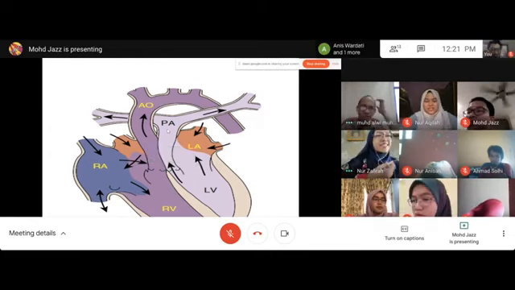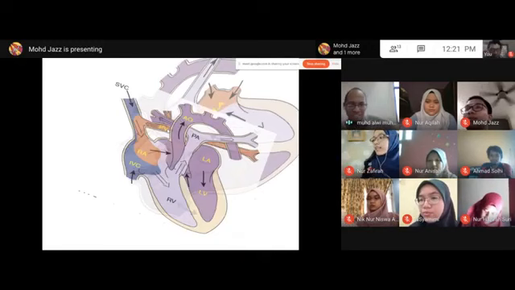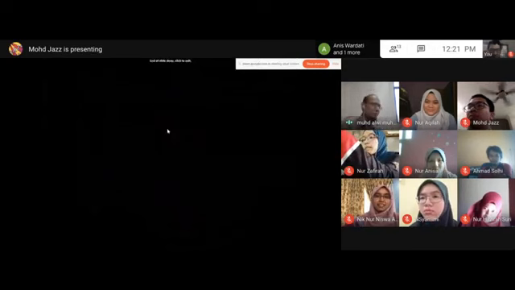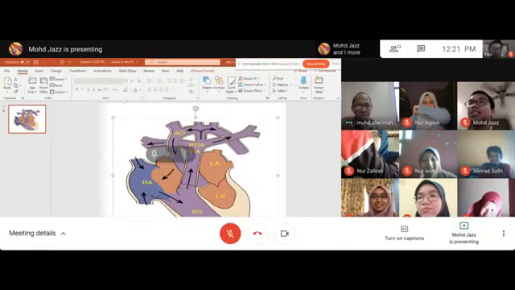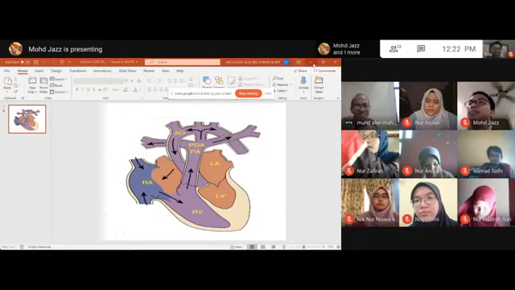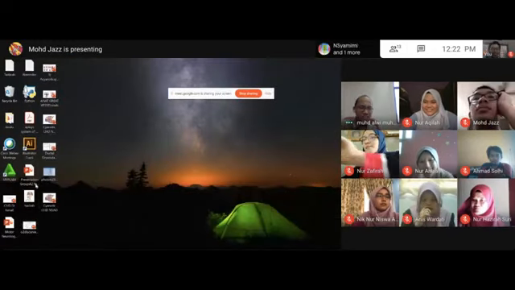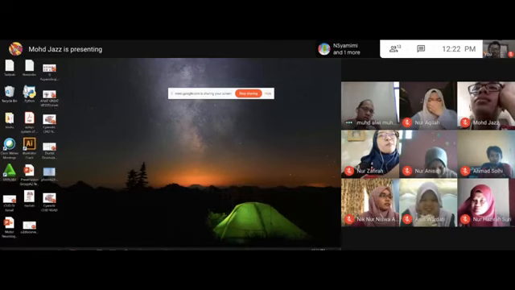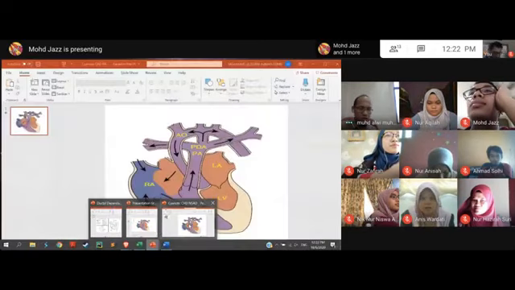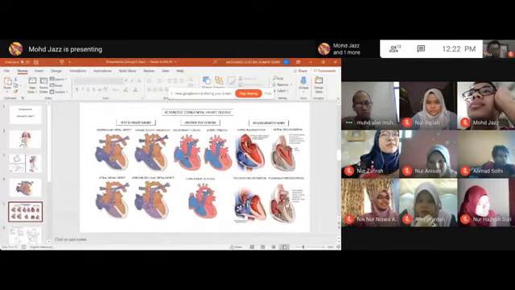Okay, so let's go to this. I don't think we can finish this, tapi try lah, sampai you guys penat or I penat. Okay, next. Because I thought you just wanted to list down the cyanotic and acyanotic, tapi because you want to go into detail, then we go into detail now. Next is the next presenter.